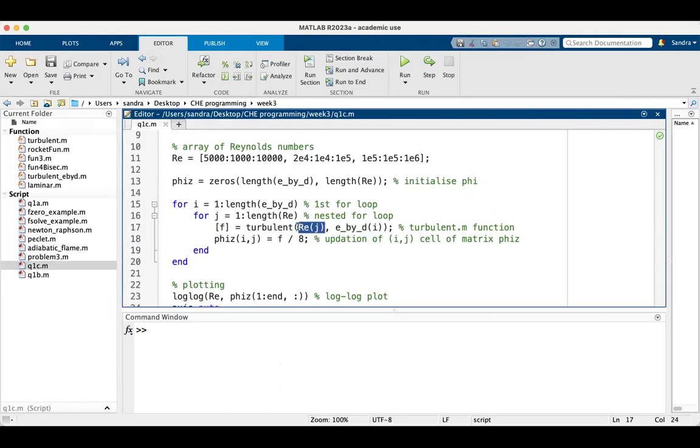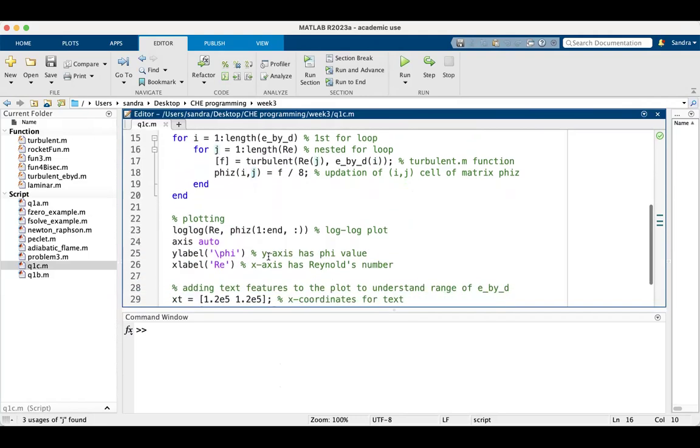Remember, Re is also a vector, e by D is also a vector. So the index has to be properly given so that you get a specific value from the vector. Now you get the f from here, and that has to be converted into phi. How do you convert into phi? You just divide it by 8. You get the phi value. And for a particular e by D value, the index corresponds to i, and for a particular Re value, the index is j here. So phi ij will be this value, right?